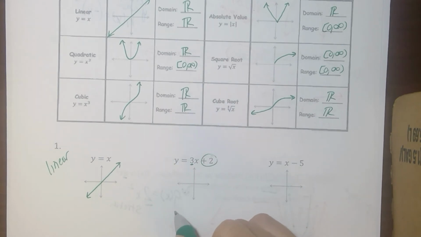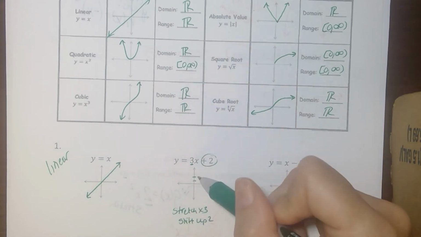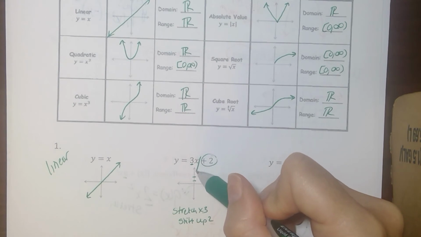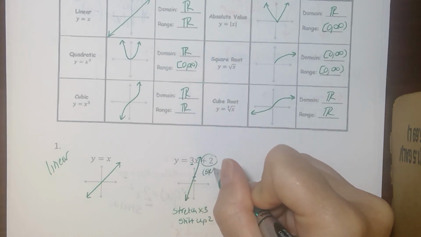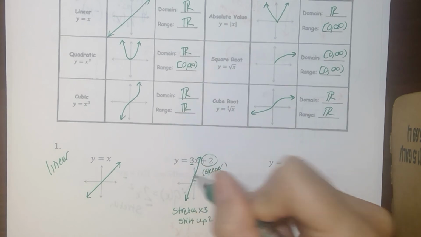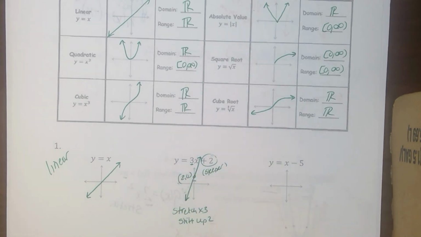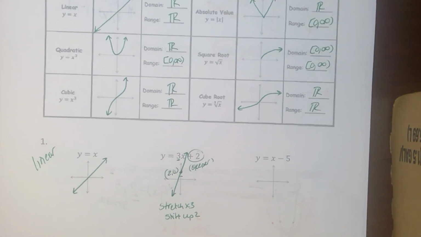I have a vertical stretch, because it's a whole number, by a factor of 3. So it gets a lot steeper. And then it's going to shift up 2 units. So instead of going through the origin, I'm going to go through 2 as that value, that y-intercept, and it needs to be a lot steeper to represent that stretch. So it's going to be steeper, and it goes through the y-intercept at 0, 2 to reflect that shift up 2 units.